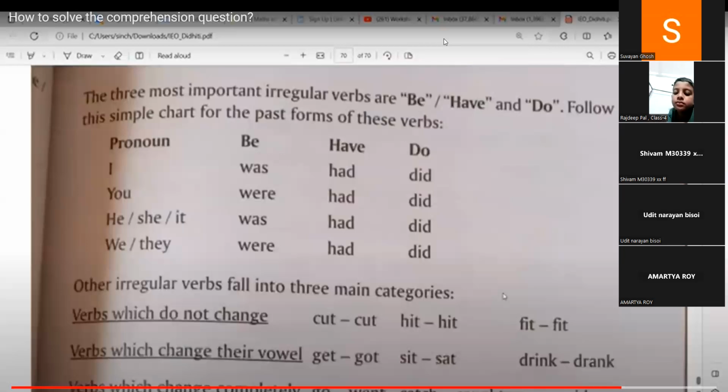Have you understood, Udit? Udit, have you understood better? You have not understood. Okay, first tell me better. Worked. What type of verb is this one?